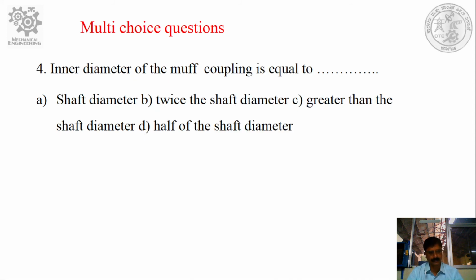The fourth question, the inner diameter of the muff coupling is equal to, the choices are the shaft diameter, twice the shaft diameter, greater than the shaft diameter, or half of the shaft diameter. The answer is shaft diameter, that is, the inner diameter of the muff coupling is equal to the shaft diameter. Now let us move on to the next question.